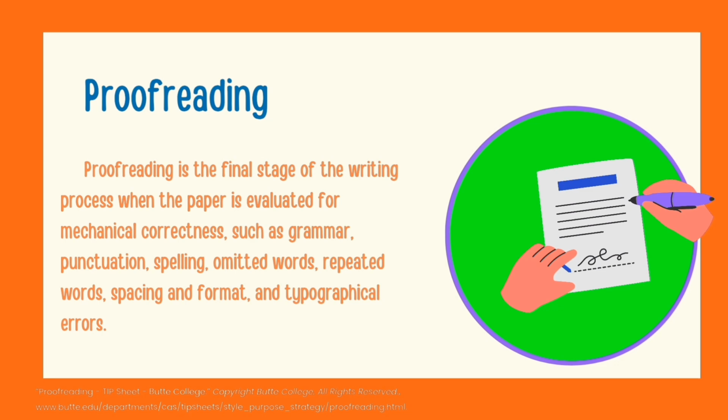Proofreading. Proofreading is the final stage of the writing process when the paper is evaluated for mechanical correctness, such as grammar, punctuation, spelling, omitted words, repeated words, spacing and format, and typographical errors.